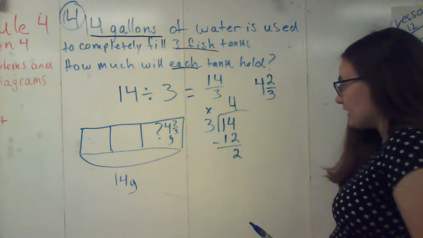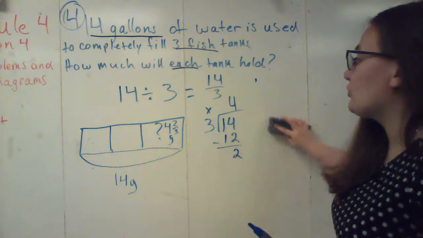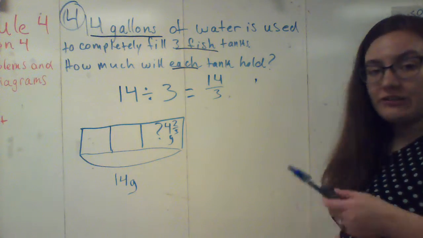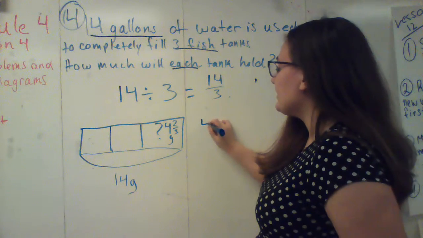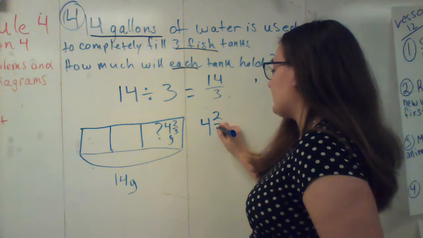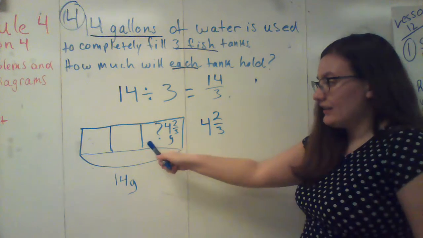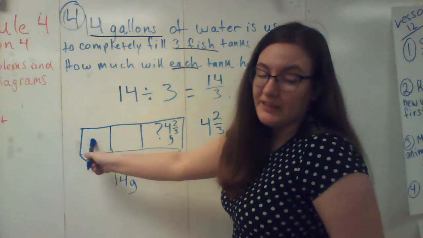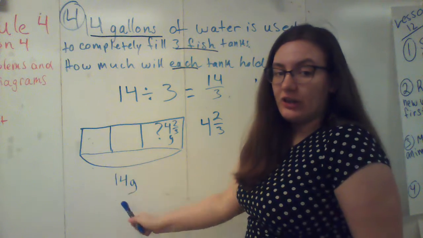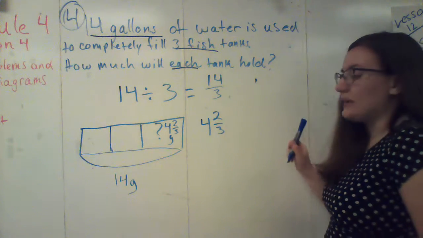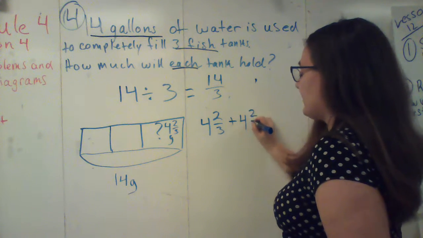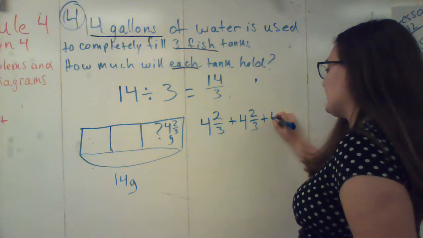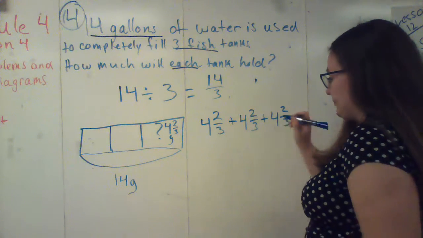Now, since I don't want to fall into the mistake that I fell into before, I am going to check my answer. So I'm going to give myself a little bit of space to do that. And remember, you should have already gotten this answer. Try to work on this on your own. So to check your answer, remember that you're going to have 4 2/3 plus another 4 2/3 plus another 4 2/3. And you're trying to make sure that it all equals up to 14 gallons.